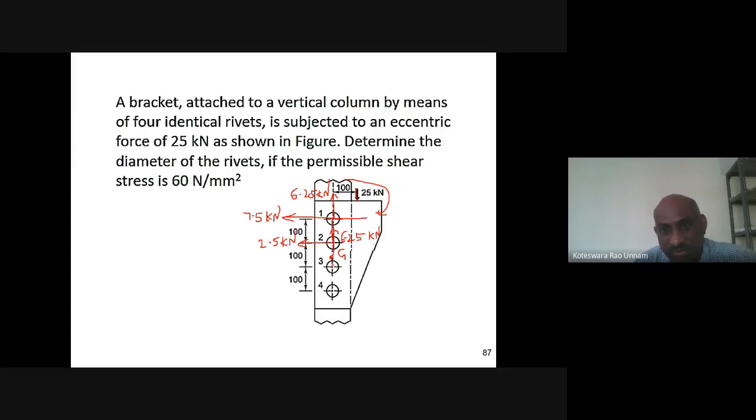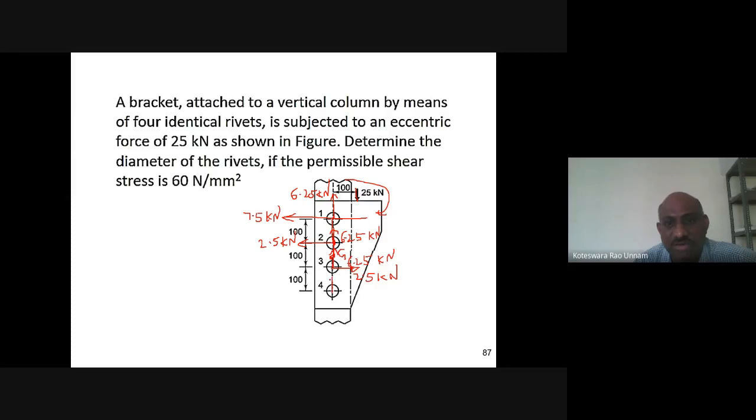Then if I come to the third rivet, here the primary force is in this direction only, upward direction only, which is 6.25 kilonewtons. Then here, in order to create the anti-clockwise movement, I cannot take the direction in this direction. So I have to take it in this direction, because I am taking moments about G here. About this point, the direction for this one is like this, and its magnitude is 2.5 kilonewtons secondary shear force.